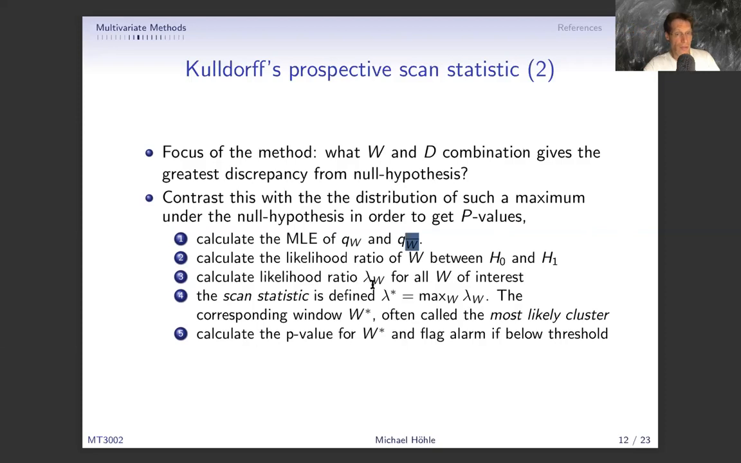Then we will calculate this likelihood ratio for all W of interest. So lots of W to look at. And then we will only take the one which has the maximum discrepancy between the alternative and the null hypothesis. That will be our most likely cluster. And then we also want to know whether the discrepancy is so large that we think this is not by chance, but at least something so unusual that we rule out chance. For this, we will calculate a p-value, and we'll get back to that.